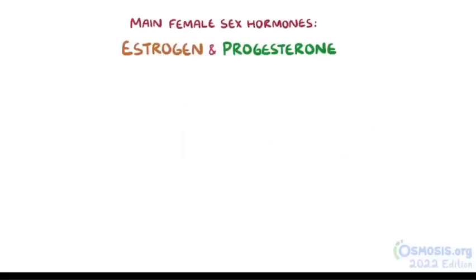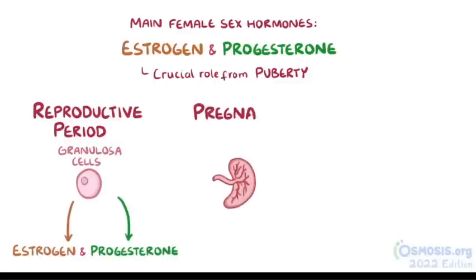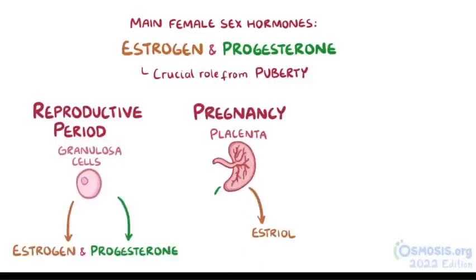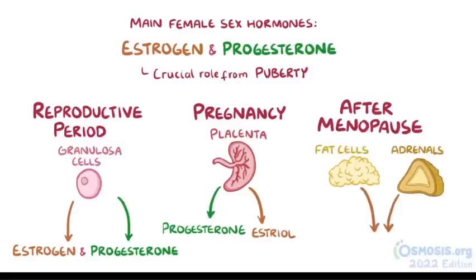Alright, as a quick recap, estrogen and progesterone are the main female sex hormones, and they play a crucial role starting with puberty. During the reproductive period, granulosa cells secrete estrogen and progesterone. During pregnancy, the placenta secretes estriol and progesterone, and after menopause, small amounts of estrone are produced by the adrenal glands and the fat cells.